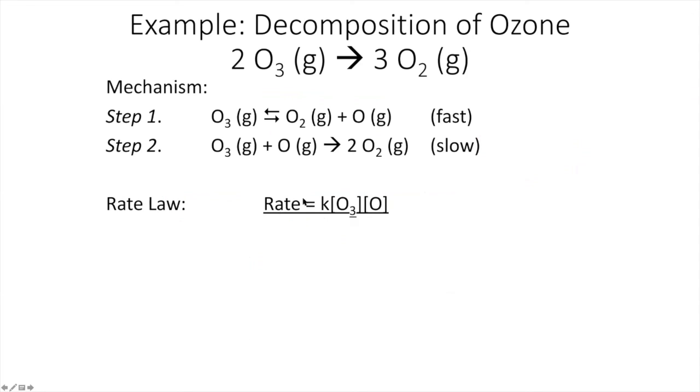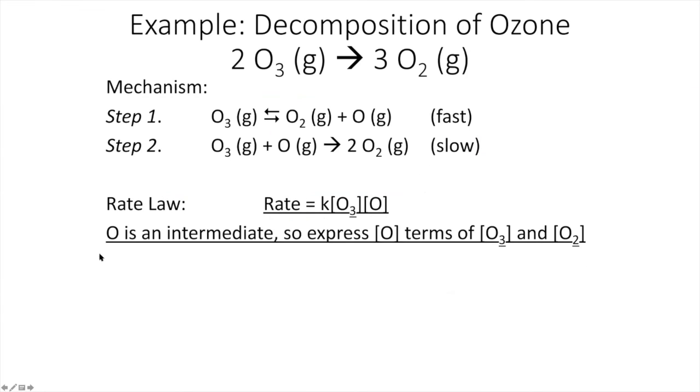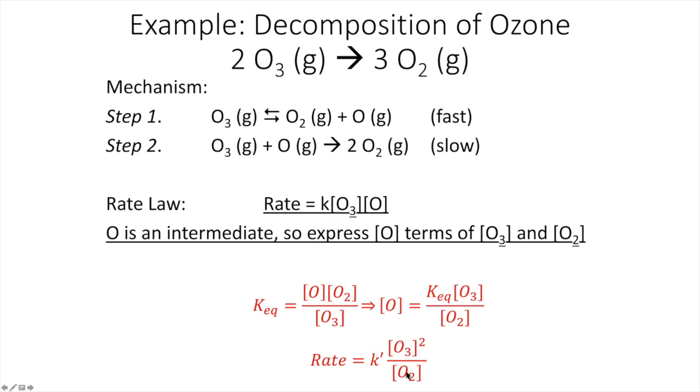Okay, so this would be the rate law based on the slow step, but the oxygen atom is an intermediate, so I need to get rid of it. The way I'm going to do that is express the concentration of oxygen atom in terms of the other things involved in the reaction. I do that with the equilibrium constant expression from step one because it is a reversible reaction. This is the expression for the equilibrium constant of step one. Then I rearrange and isolate the concentration of oxygen atom, and it looks like that. Then I substitute it in, and as you can see, you get the same answer that I wrote originally.